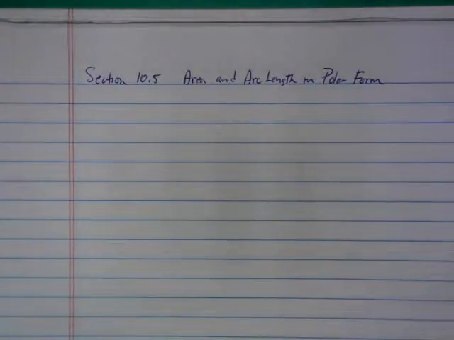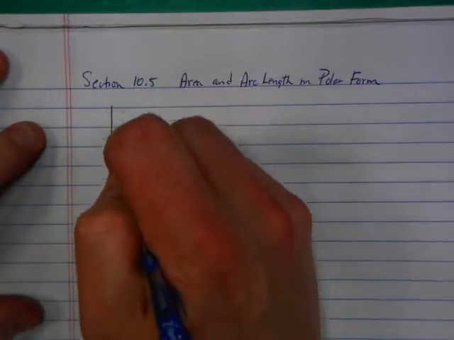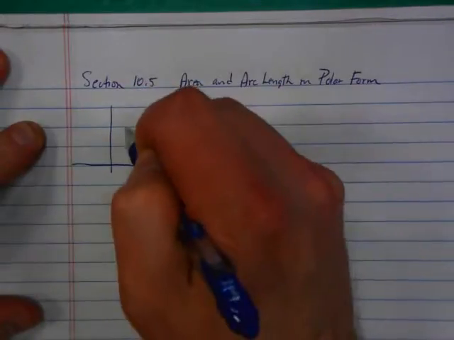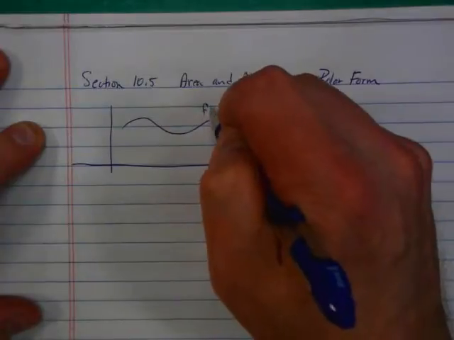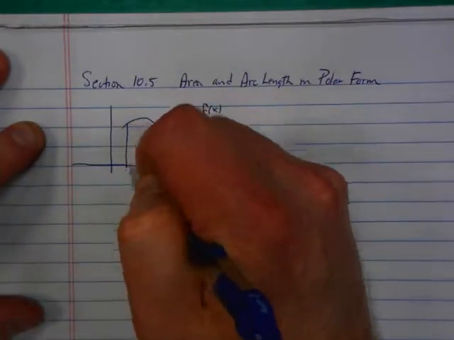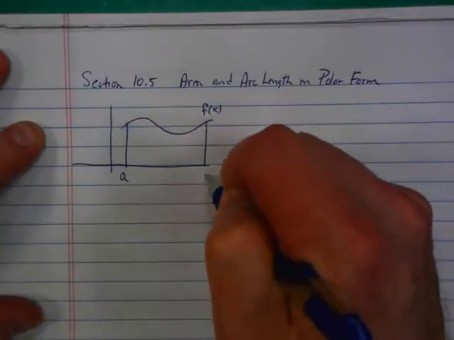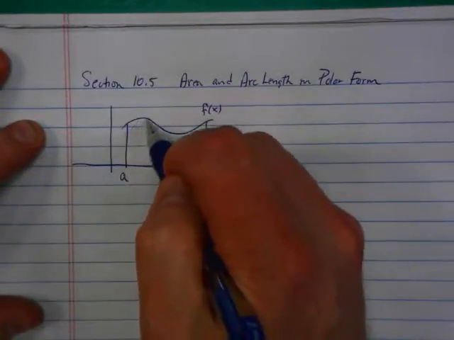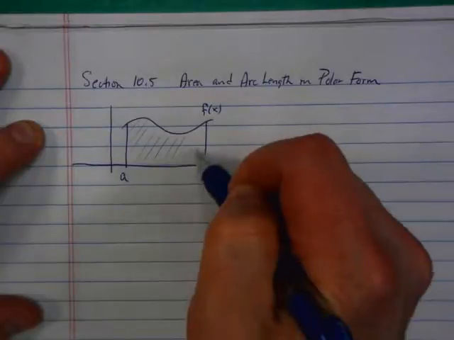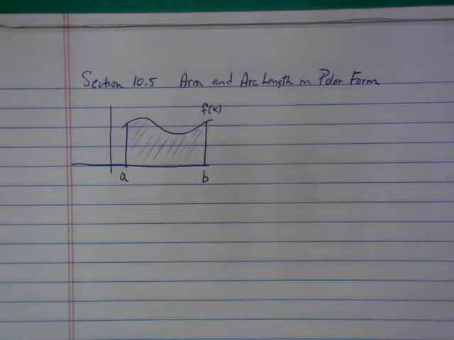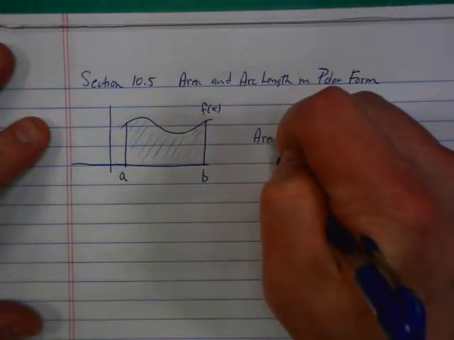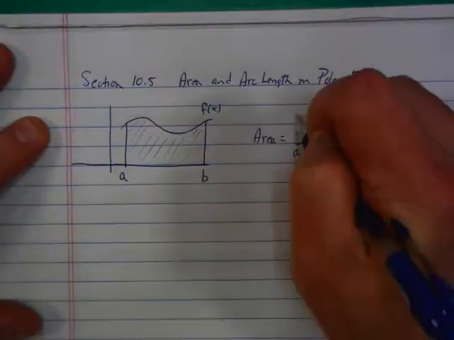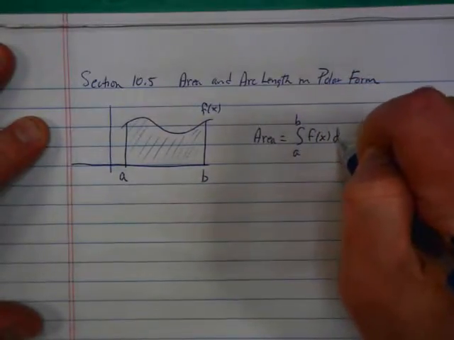In our last section, we're going to look at area and arc length in polar form. Remember back to the good old days in Calc 1? If I gave you some function f of x, and I gave you an a value and a b value, and I asked you to find the area under this curve bounded by the axis, how did you do that? It turned out that the area was the integral from a to b of f of x dx.